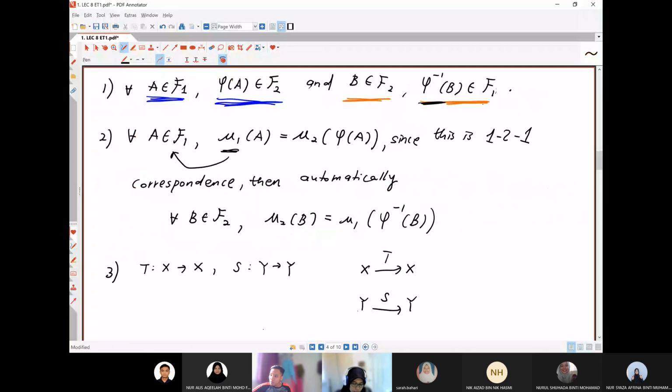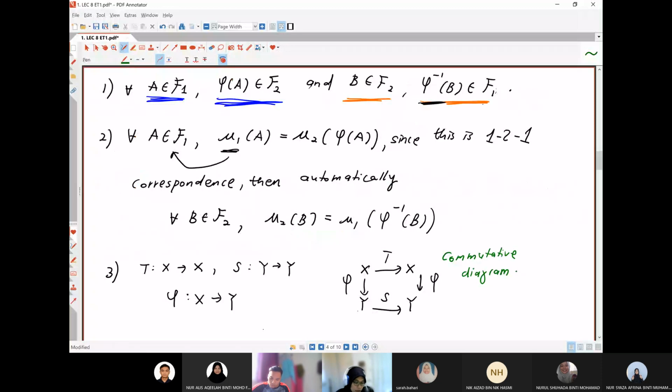Okay. Now, isomorphism means that there is a map that brings you from X to Y. So we call this map phi, from X to Y. So that means here we have phi, and here also we have phi. Is that okay? So we call this a commutative diagram.